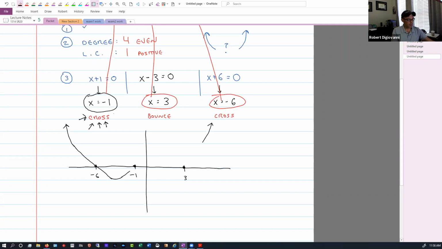At -1, I'm going to cross, right? So I'm going to actually cross through the x-axis. And now I've got to turn back to connect the dot. I'm turning back. And now when I get to 3, what do I do at 3? I bounce. And so I'm going to actually bounce off like a ball off the x-axis and come back up. I'm going to try and connect those best I can. And that is the picture.